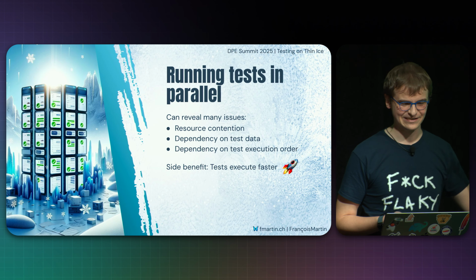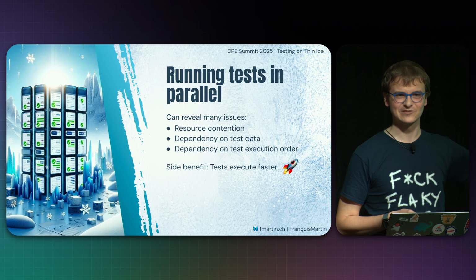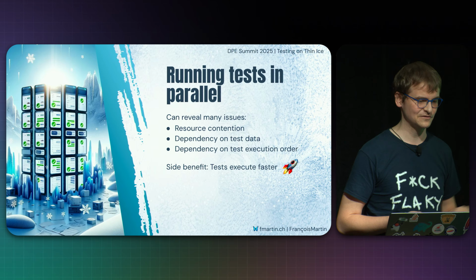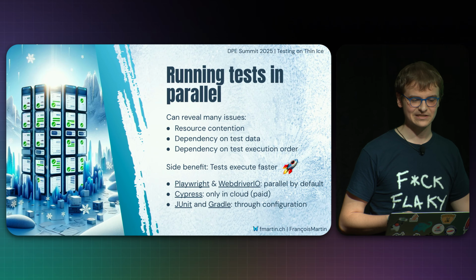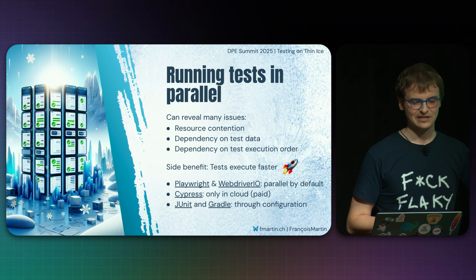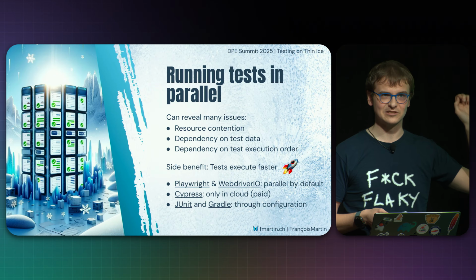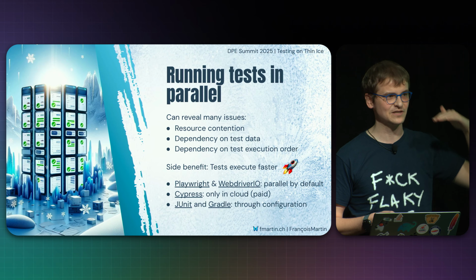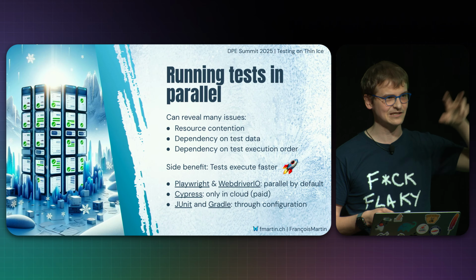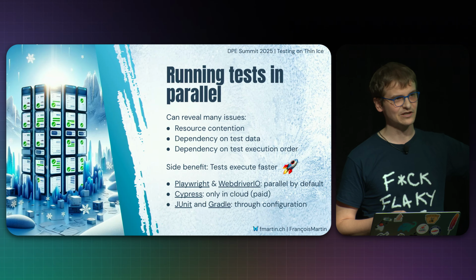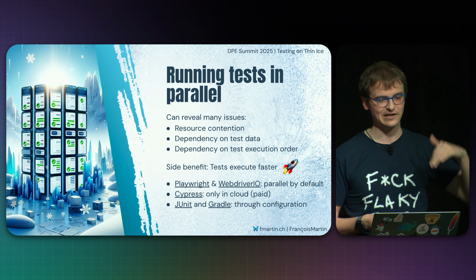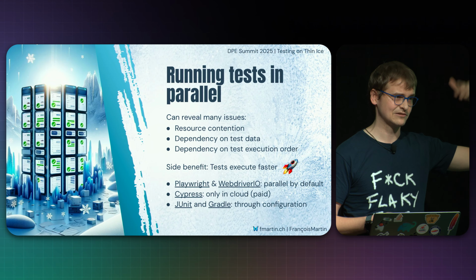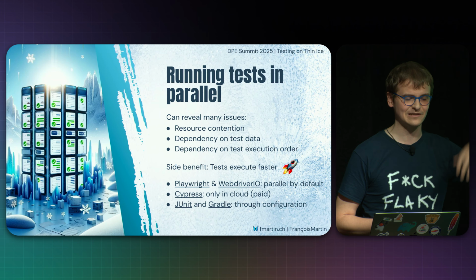There are, by the way, in the ebook quite a lot of mentions on how to do this with lots of different frameworks, like Playwright and others. Playwright and WebDriver.io are parallel by default. In Playwright, it's by default per file, but not per test within a file. So it will execute each file in parallel, but not each test inside a file. WebDriver.io also does it in parallel by default, even at the file level.